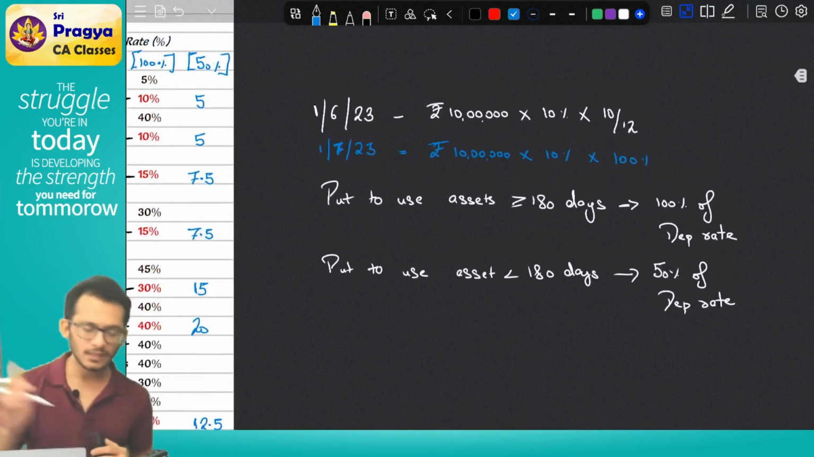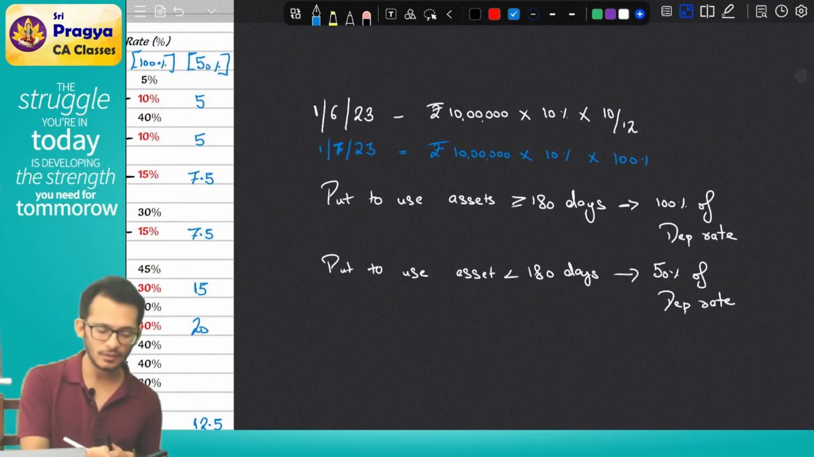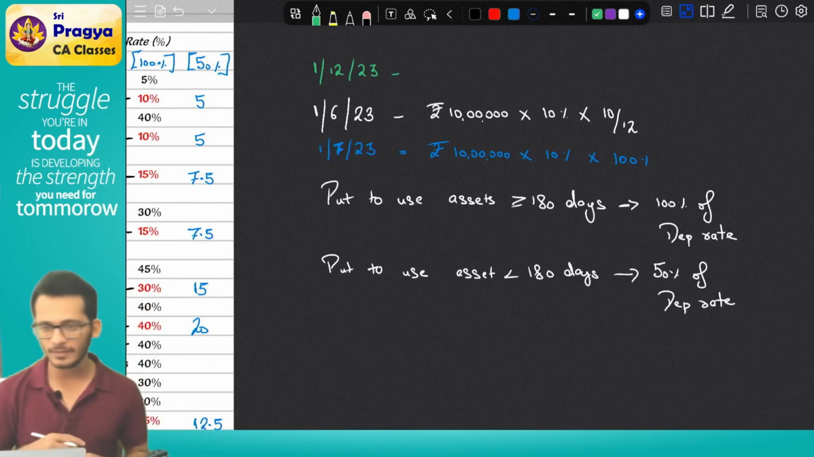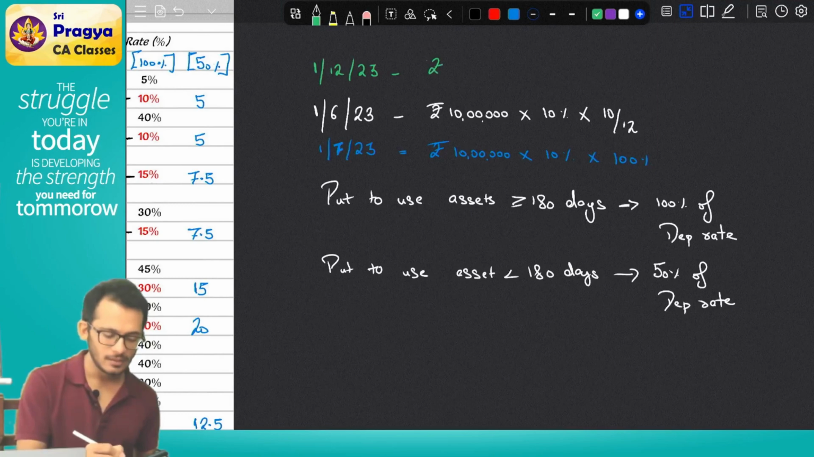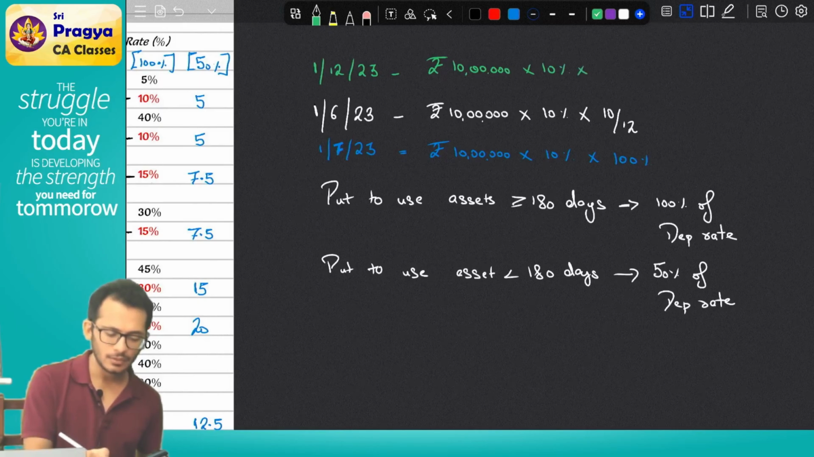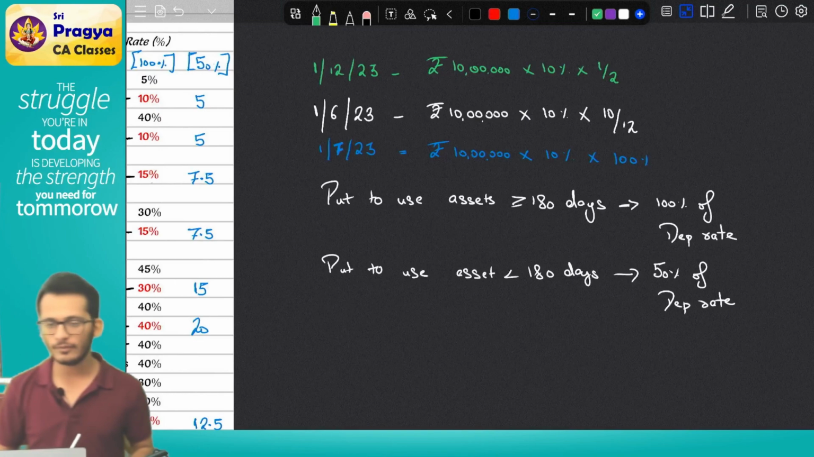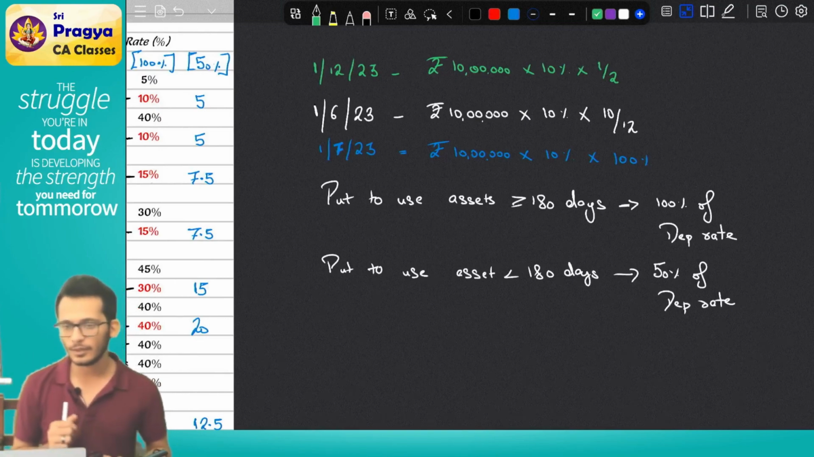Rahul, I bought the asset on 1st June. I actually started using the asset only from 1st December 2023. My depreciation will be 10 lakhs into 10% into 1 by 2, so 50% into 50% into 1 by 2. Yes or no? Yes, this is what it is.